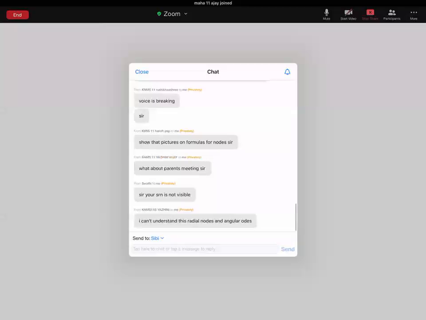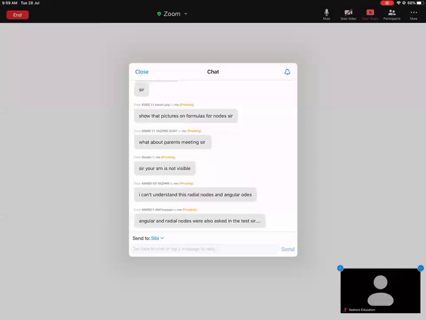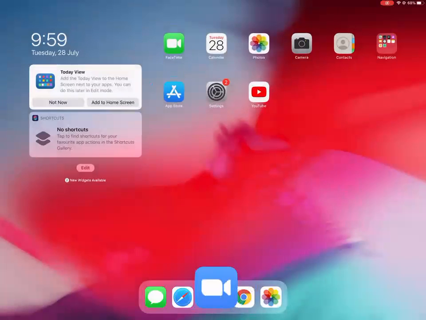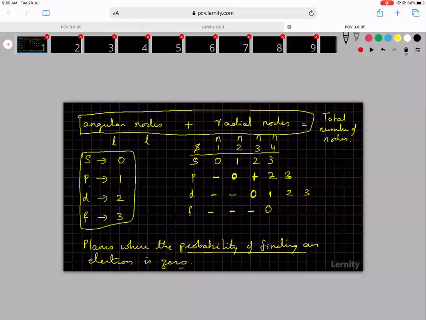Yalini, there is nothing to understand in this. It's just a statement which is given. So I'm telling you the statement. Please try to learn it. So this is how you can learn it, that the total number of angular nodes is equal to the L value. Please write that statement. There is nothing here to understand.